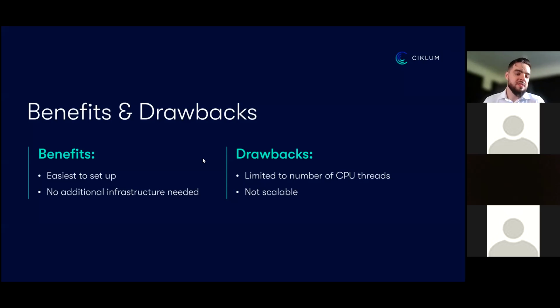And the benefit of this is that it's the easiest to set up, of course, and you don't need any additional infrastructure. So basically, just set it up, and that's all. But of course, there are also drawbacks. This kind of parallelization is only limited to the number of CPU threads on your machine. The most I've seen people were able to run tests in parallel on their local machine was like 16, the same on the pipeline. So about 16 tests in parallel. That's a pretty good number. It should be quite enough for most cases, but it's not very scalable.